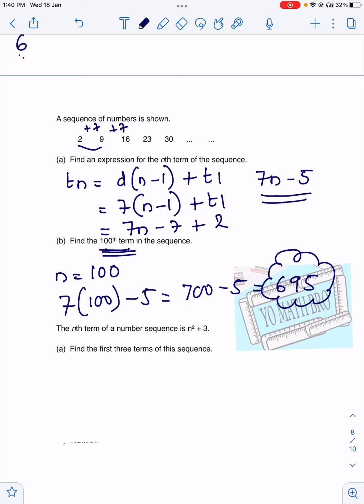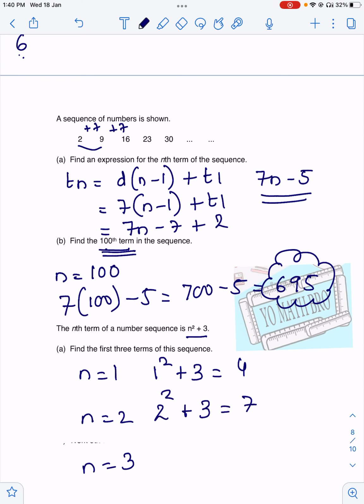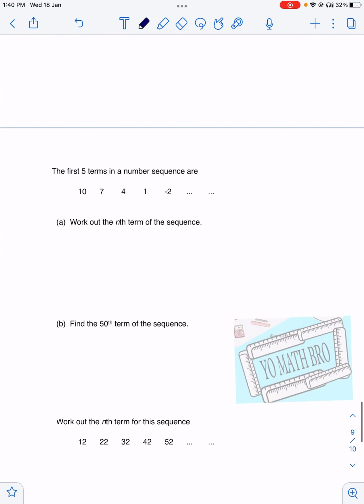The nth term of the sequence is n square plus 3. Find the first three terms. So n is 1, n is 2, n is 3. Look here, n square. 1 square plus 3 gives me 4. 2 square plus 3, 2 square 4 plus 3, 7. And then 3 square 9 plus 3, 12. Okay. So these are the first three terms of the sequence.